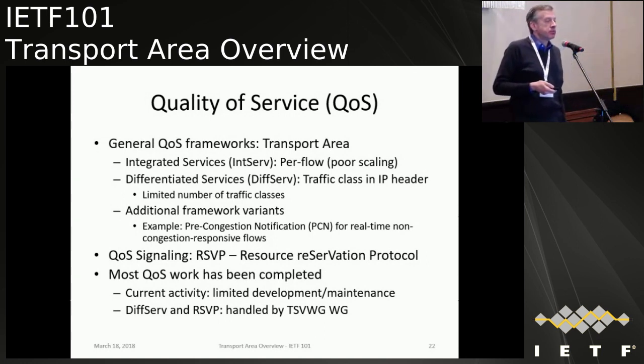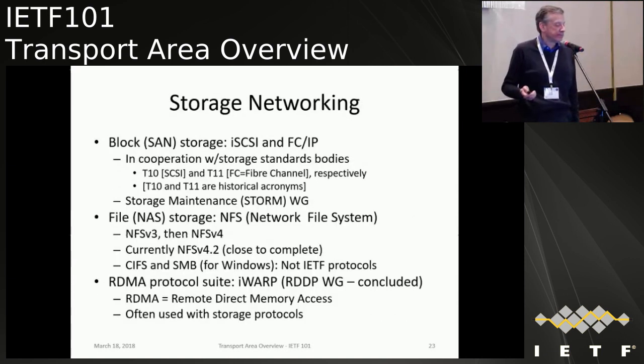For QoS signaling, the one protocol that we have and have had for quite some time is called RSVP, the Resource Reservation Protocol. Today, it's mostly used for traffic engineering. We don't see much RSVP for end-to-end traffic. And the upshot, which is the theme coming across the slide, is most of the work I've described is pretty much completed. There's limited development and maintenance of diffserv and RSVP in the transport area working group, TSVWG. One of the things going on right now is improving support for what's called scavenger traffic, or the ability to send traffic that you would like to have lower effort than best effort traffic.